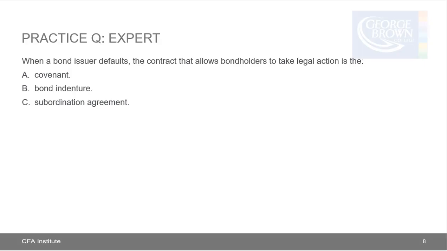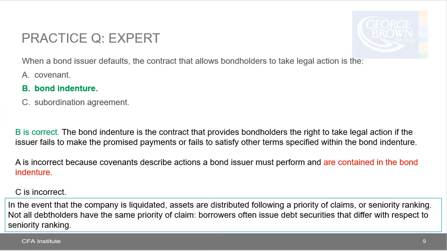So a quick practice question from the learning ecosystem to check our understanding, and this is considered to be an expert question. The question is, when a bond issuer defaults, the contract that allows bondholders to take legal action is the A, covenant, B, bond indenture, or C, subordination agreement. Okay, the correct answer is B. The bond indenture is the contract that provides bondholders the right to take legal action if the issuer fails to make the promised payment or fails to satisfy other terms specified within the bond indenture.